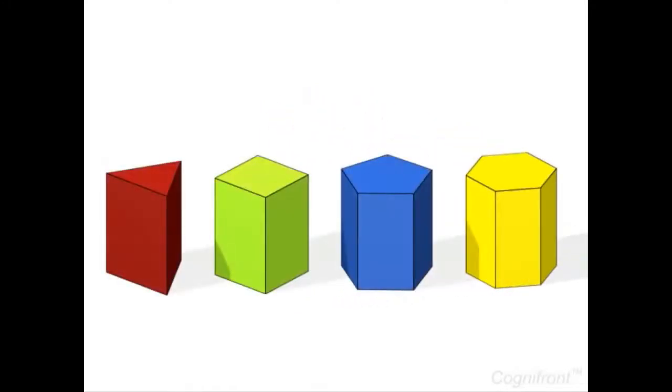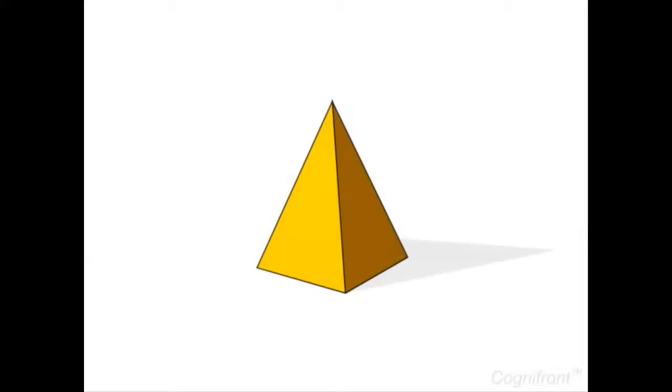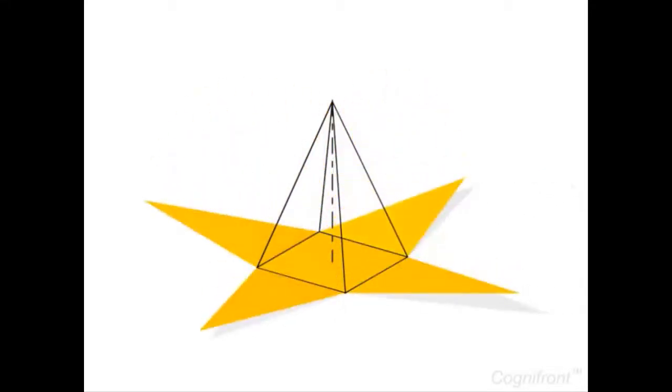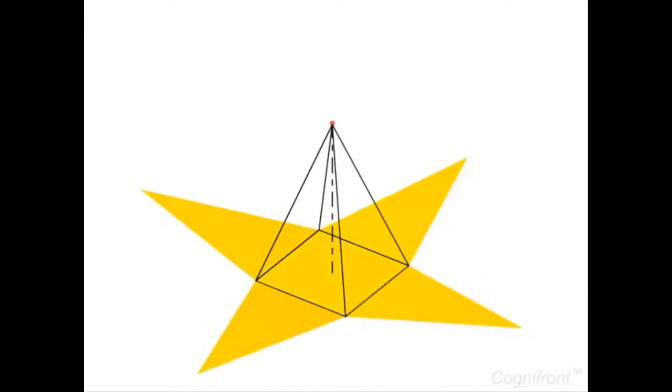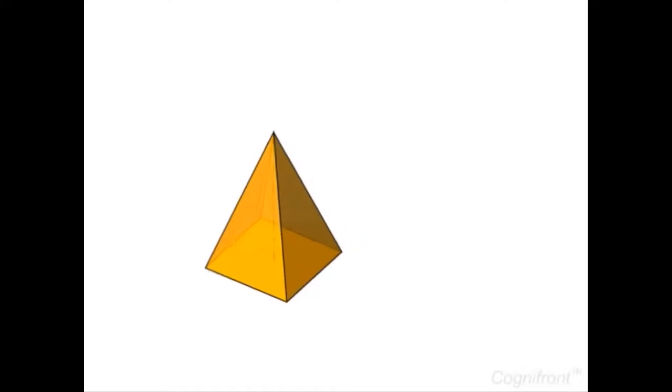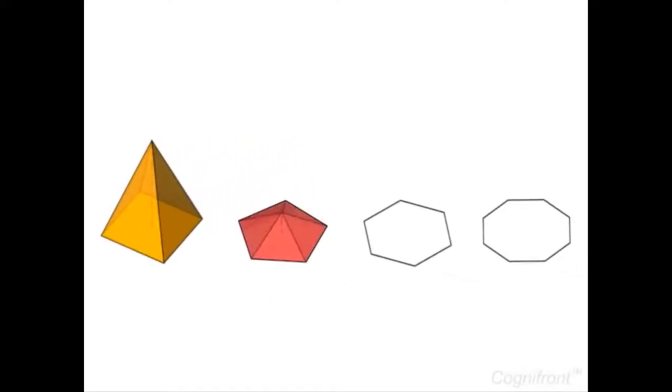Prisms are named according to the shape of their bases as triangular, square, pentagon and hexagon. A pyramid is a polyhedron having many-sided planes, base at one end and a point or vertex at the other end. The base of the pyramid may be in different shapes.